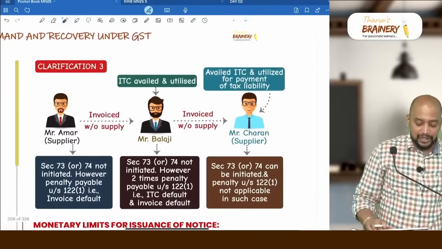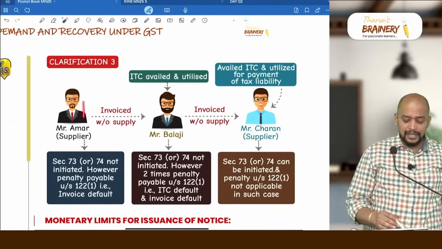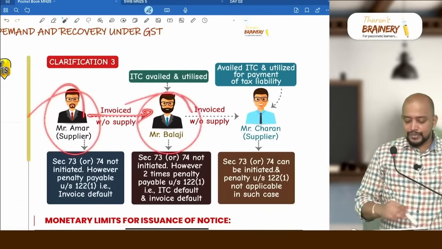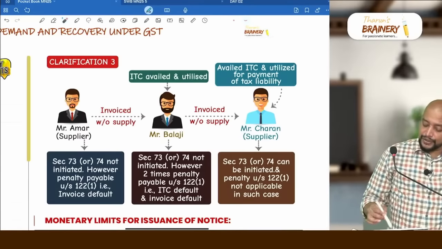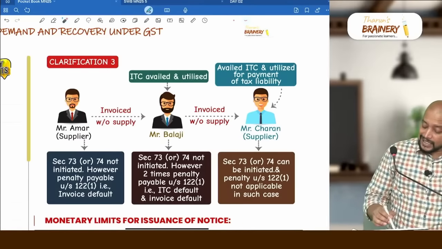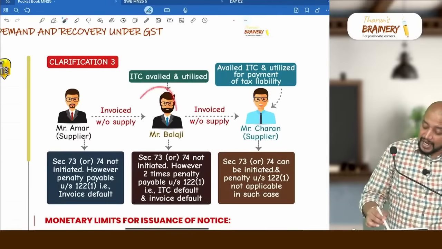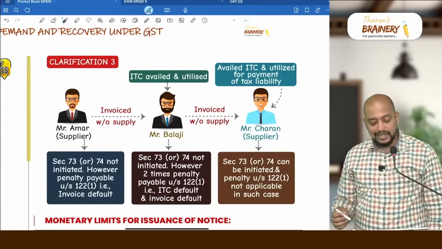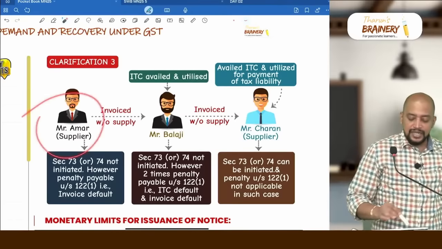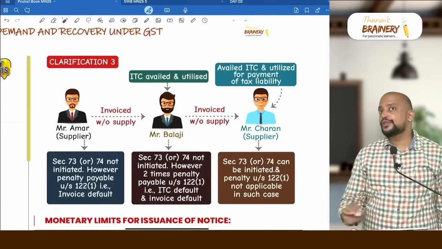Then clarification number 3, Mr. Amar is raising an invoice to Mr. Balaji without making a supply. When he raises the invoice without making a supply, Balaji took the ITC. Again Balaji is also giving an invoice without supply to Mr. Charan. And first on Amar, he just made the invoice without supply, there is no liability on Mr.